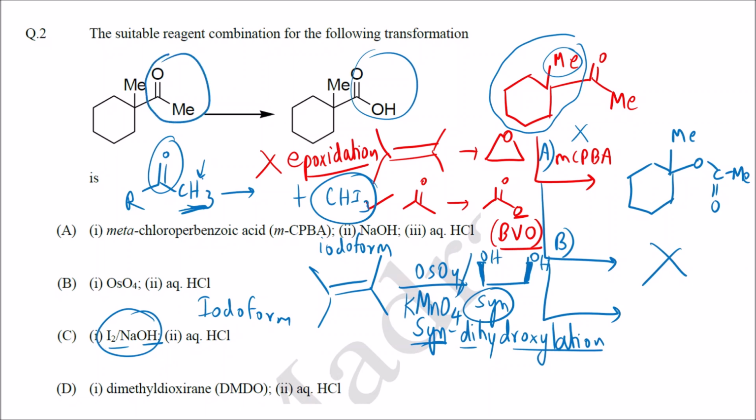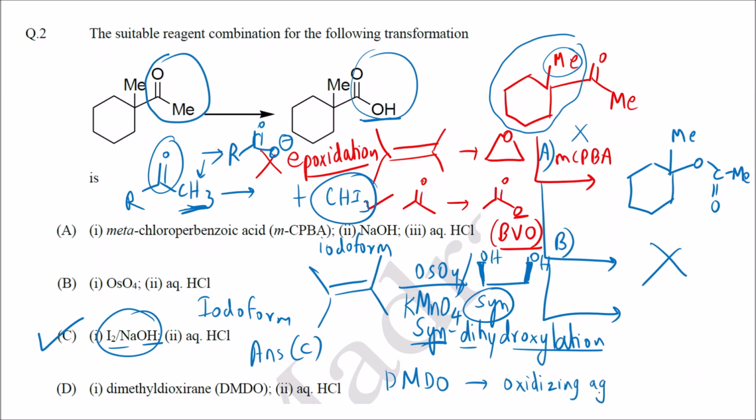So what happens is the methyl ketone is basically oxidized to carboxylic acid, C double bond O minus. So you can see it is oxidized to carboxylic acid. So the correct answer is option C. Last option, DMDO. DMDO is also an oxidizing agent. Let's say there is a secondary alcohol, it will oxidize it to ketone. Here there is no alcohol, so it cannot be further oxidized by DMDO, so option D is also incorrect. So which is the correct answer for this question? Option C.